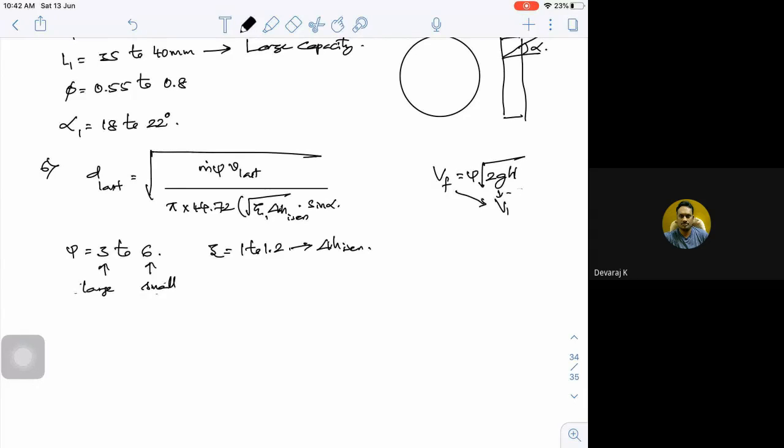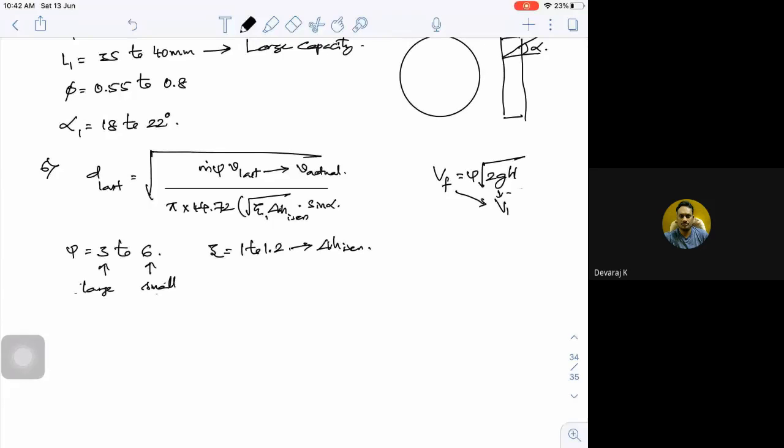The specific volume that we are going to take, this is V actual. We have to take the actual specific volume at the exit. So first stage, exit. Second stage, see what is the specific volume of the steam entering and what is the specific volume of the steam going out. I should be able to get that.